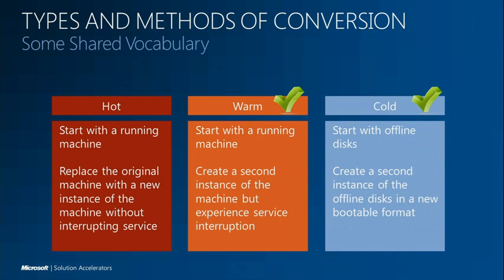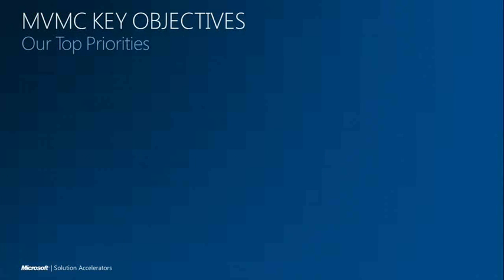Then we have cold. Cold means different things to different folks. In the context of this discussion, what we mean when we say cold is that we'll take offline disks or your disk templates, your disk libraries, and convert them from one format to the other. And that's it. By the way, the green checkboxes meant those are the ones we support. We don't currently support hot.